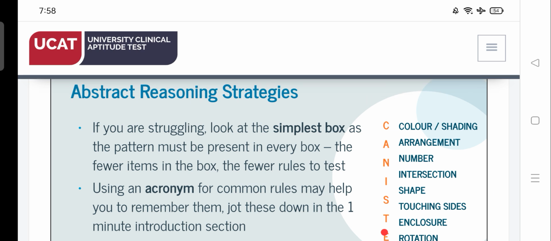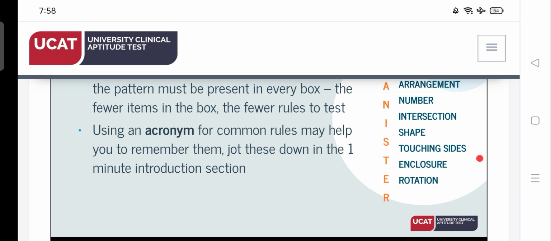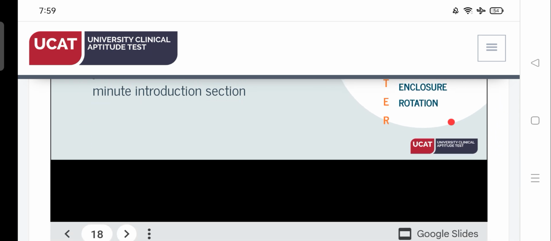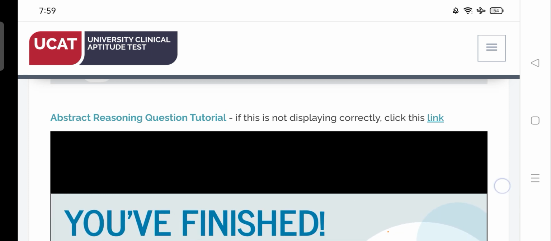Canister: color, shading, arrangement, number, intersection, shape, touching sides, enclosure, and then rotation. If you memorize them, you learn all these things, it will be easy for you to solve these questions.